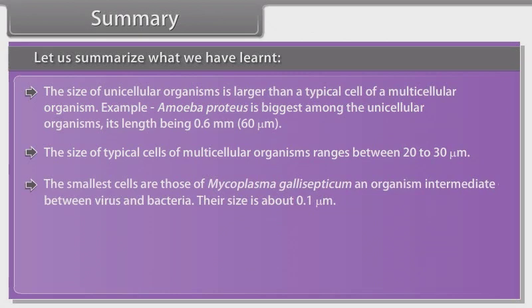The smallest cells are those of Mycoplasma gallisepticum, an organism intermediate between virus and bacteria. Their size is about 0.1 micrometer.